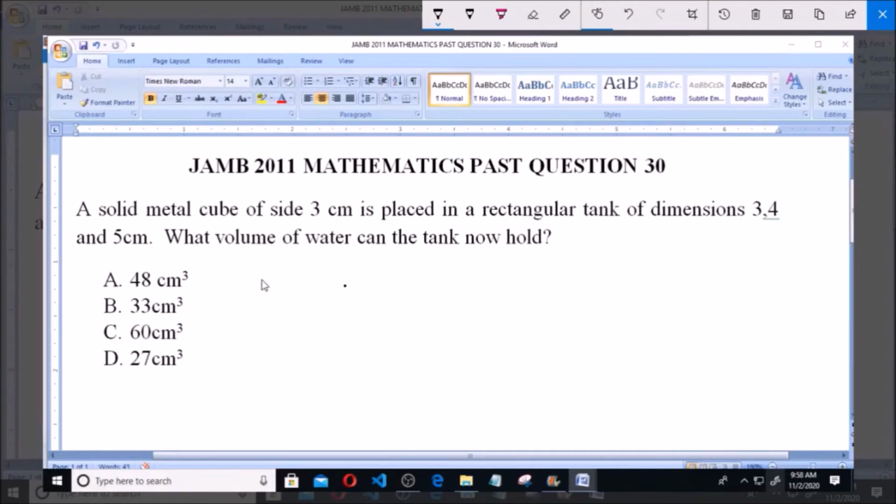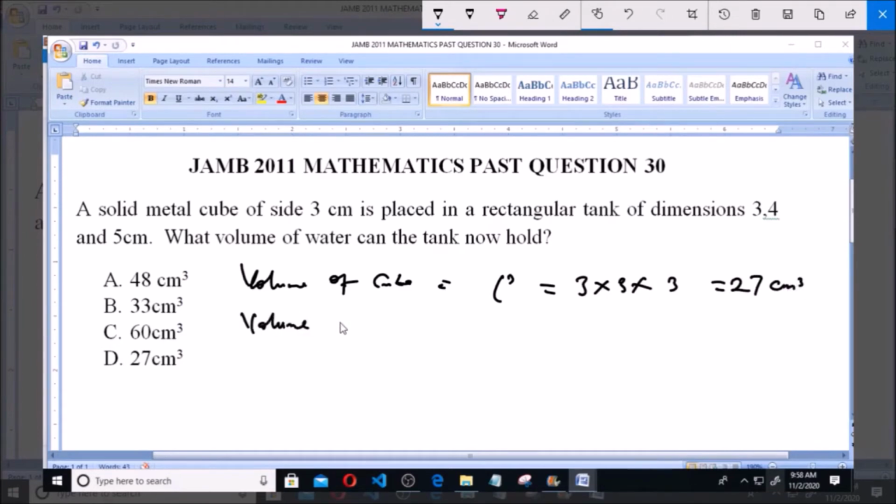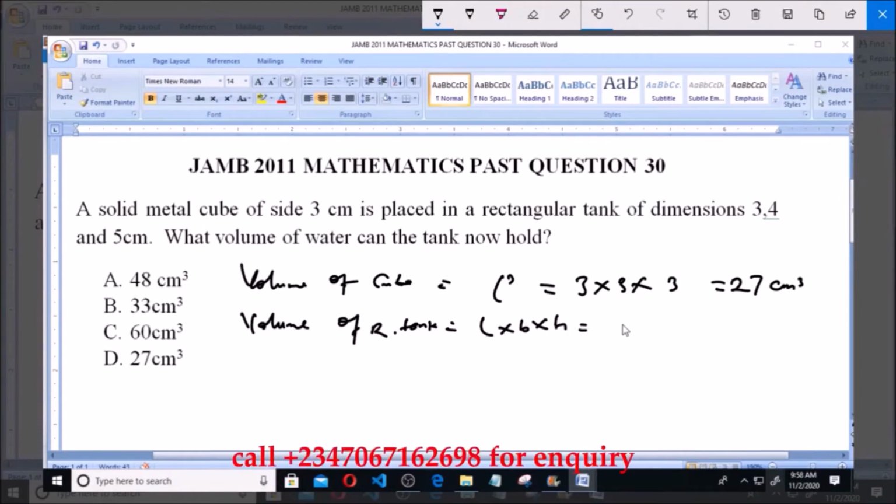Now for volume of cube, it is equal to L cube, and since the length is 3 centimeter, that will be 3 multiplied by 3 multiplied by 3, which is equal to 27 centimeter cube. Now volume of rectangular tank will be equal to the length times the breadth times the height, which is 3 times 4 times 5, and that is equal to 60 centimeter cube.